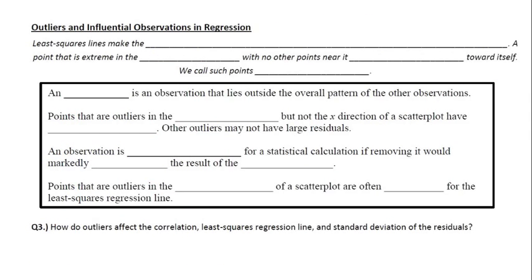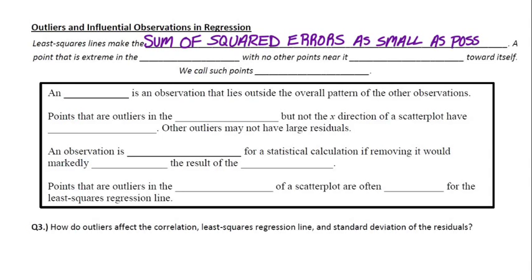Okay, so the next piece here, outliers and influential observations in regression. So let's distinguish between what it means to be an outlier and then what it means to be actually influential, because the influential one's a little bit more specific. So in general, least squares line, that's the sum of squared errors. It makes the sum of the squared errors as small as possible. Hence the name least squares.